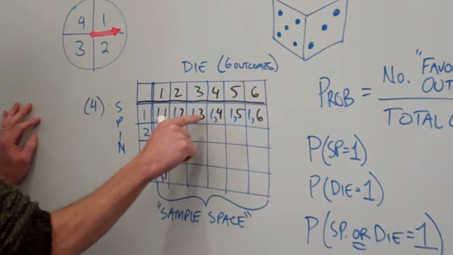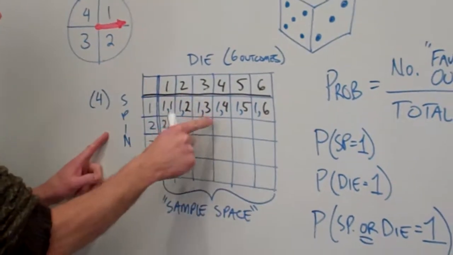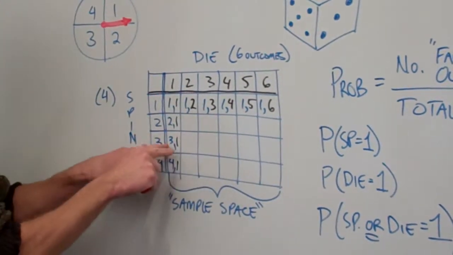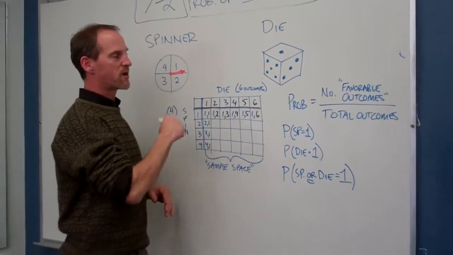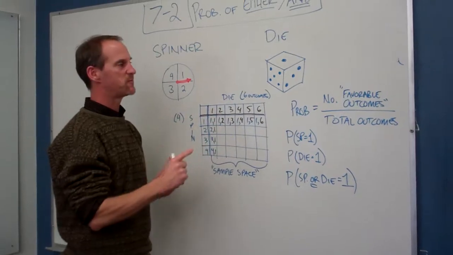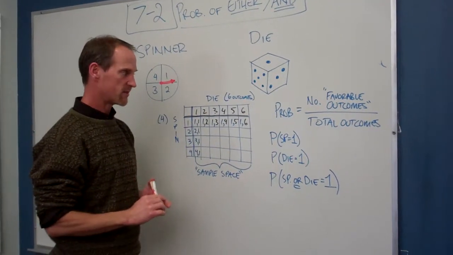So I can get a 1 and a 3. That's the spinner with a 1 and the die with a 3. And that's different than the 3 and the 1 down here. So the question is, what's the probability of two things happening, one or the other?